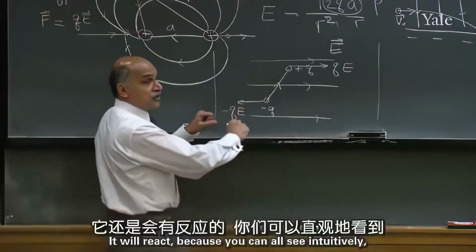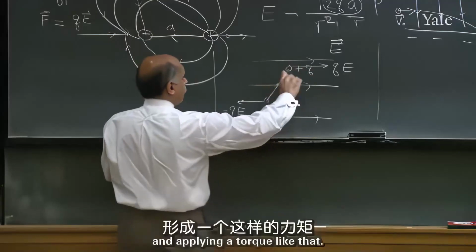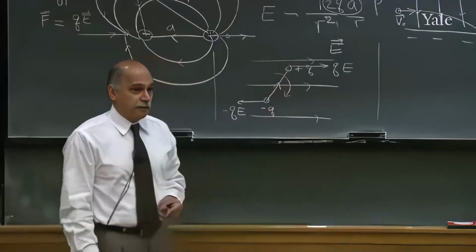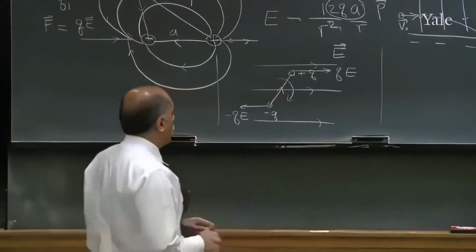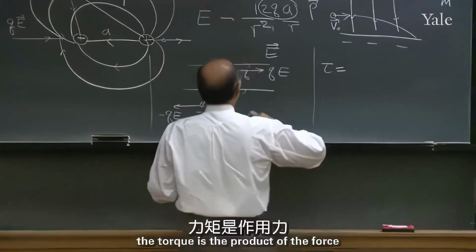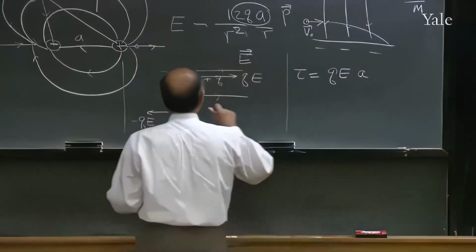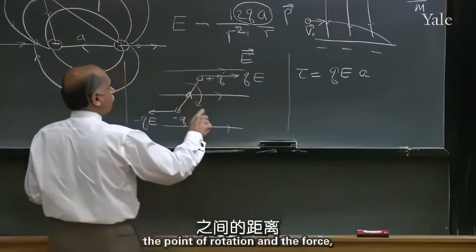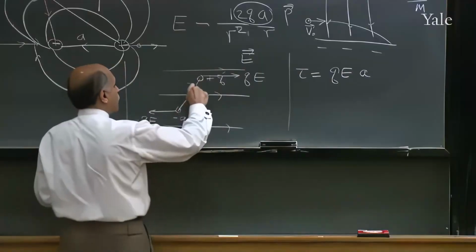It'll react because you can all see intuitively it's trying to straighten this guy out and applying a torque like that. You follow that? That's what it will do. And the way to find the torque is the product of the force and the distance between the point of rotation and the force, and the sine of the angle between them. That is to say, sine of this angle.